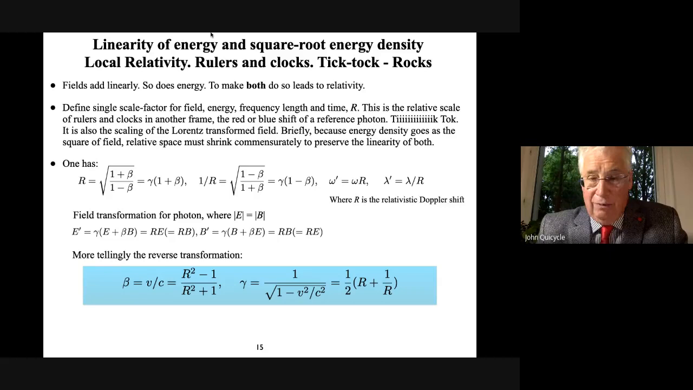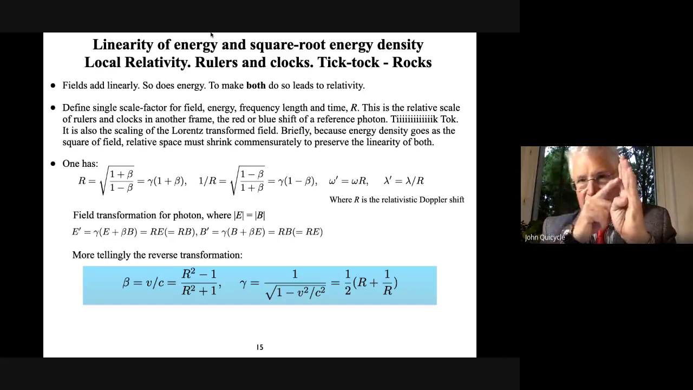Look at the gamma we all know and love, the 1 over square root of 1 minus v squared over c squared, expressed as R. It's a half of R plus 1 over R. It's a half of something plus its inverse. And what is that? If you think about a photon in a box and R is 1, then you've got a green photon going backwards and forwards in a box, then your energy is whatever it is, the energy of a green photon.